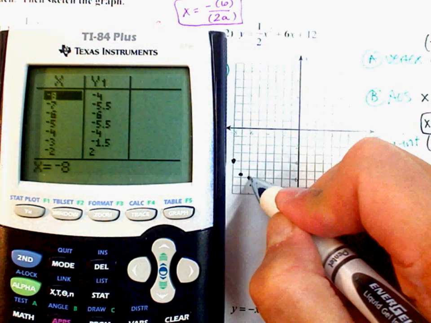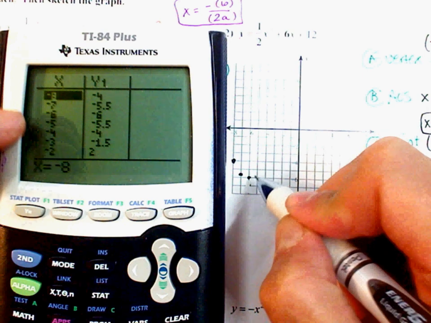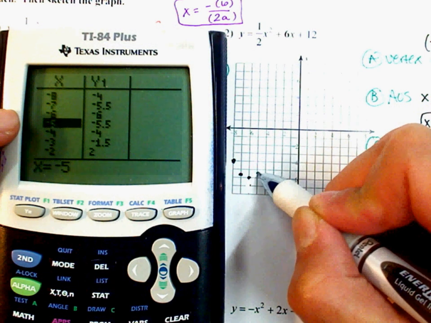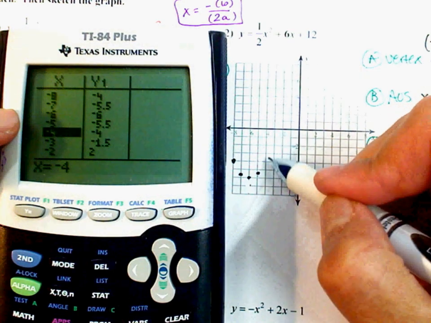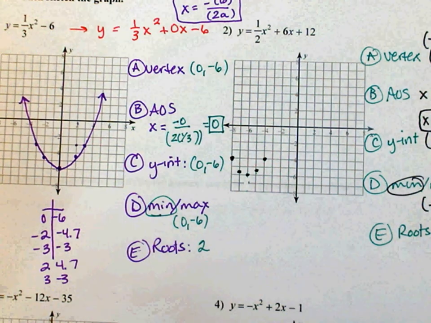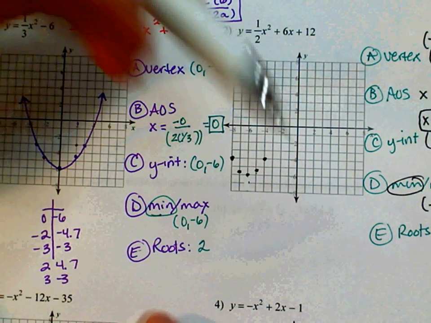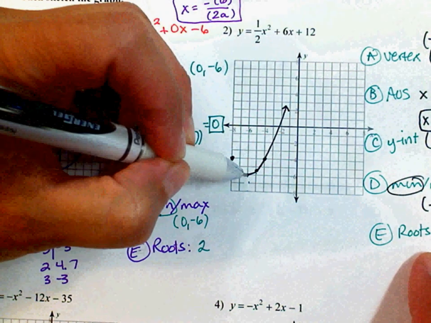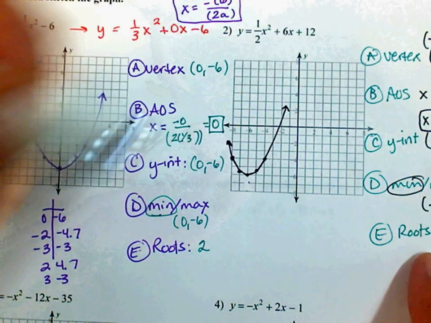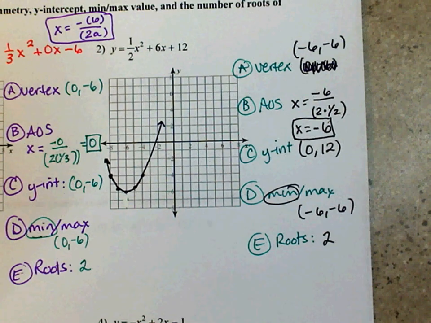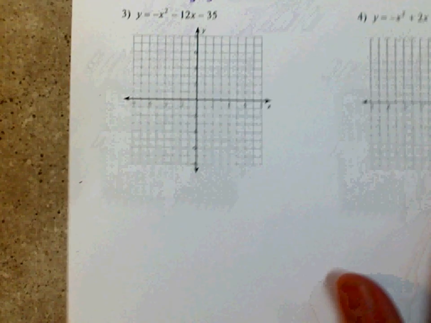And then you have negative 5, 5.5. Negative 4, negative 4. And so you kind of have your shape right there. Okay? Go ahead and plot your parabola. 2 roots. See that? It doesn't stop there. It continues on. And there you have number 2. All right. Let's go to number 3.